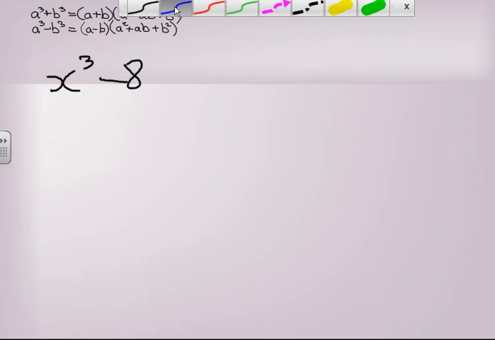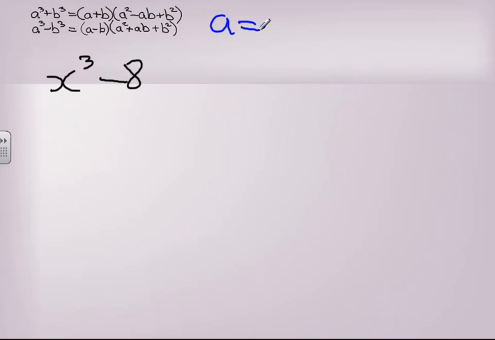So in this one, a is our first term. The cube root of x cubed is just going to be x. Our b is the cube root of 8, which is going to be 2. Ignore the sign in front. The sign will be worked in through your formula. So all you need to know is what is the cube root of that number.